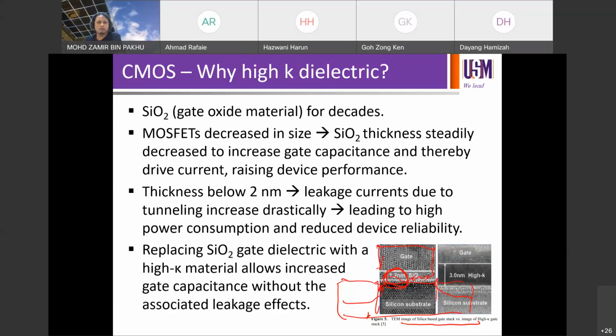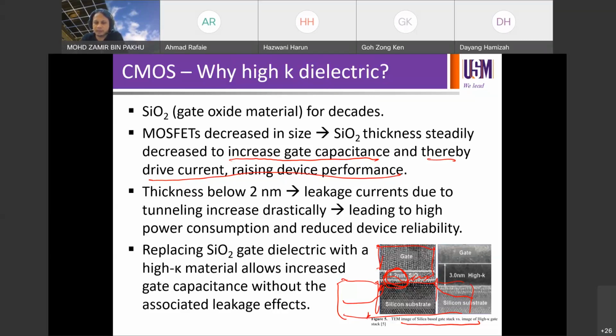As the MOSFET decreases in size, SiO2 thickness steadily decreases as well to increase gate capacitance. The role here is to increase gate capacitance and thereby increase the drive current, raising device performance. So we want to increase the drive current in the device as we do the scaling, and that has to be ensured by increasing the gate capacitance through reduced gate oxide thickness. With thickness below 2 nanometer, leakage current due to tunneling increases drastically.